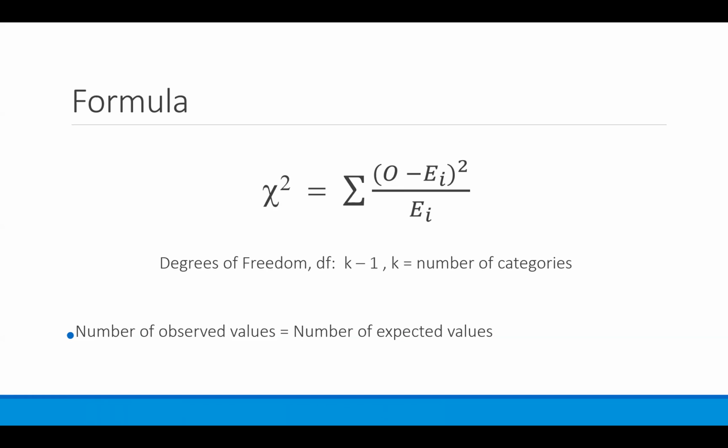O is for observed, E is for expected. And you have to do that for each category, and then we total them up.